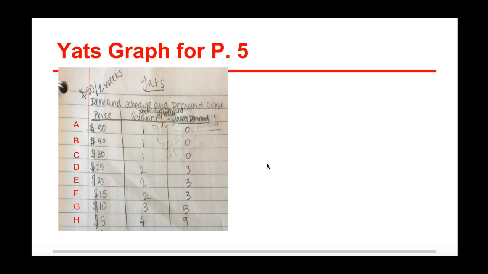Now, the other part about this is the reason we're revisiting it: we're actually going to be looking at your elasticity for YATS. In order to figure out your elasticity for YATS, first of all, you have a bunch of numbers on here. So we're going to use a total revenue test. So to the right side of your demand schedule, you are going to add another column. The column is going to be called total revenue. You don't really need a whole lot of room, so don't panic if you don't have a lot of room. Just squish it in there.